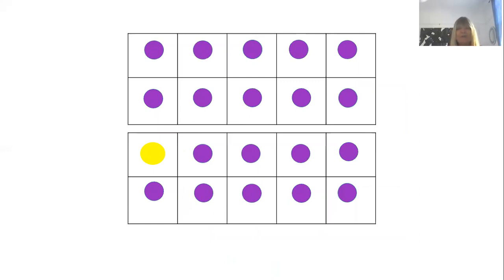Where is that yellow dot today? Which square is it in? First, second. Do you think it's in the 6th square? Because I do. I'm jolly well hoping it says 6th square behind this yellow dot. Yes, it does. Hooray. It's the 6th square.